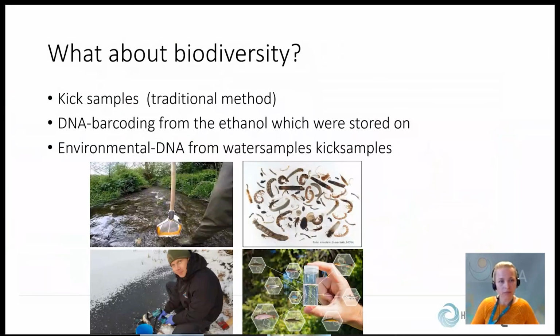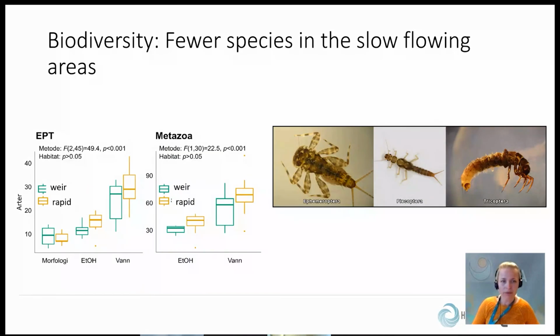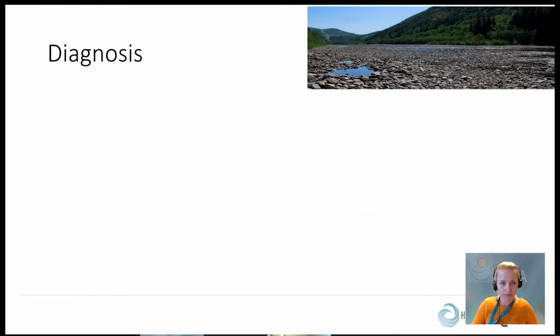We also investigated the biodiversity using DNA barcoding and environmental DNA, which is taking a water sample and analyzing all the genetics in it. We found that there were fewer species in the slow-flowing areas, and the EPT species are a set of groups, important invertebrates, which we use as an ecological indicator. We expect to find these species in a healthy, typical river ecosystem, and we found fewer than expected.